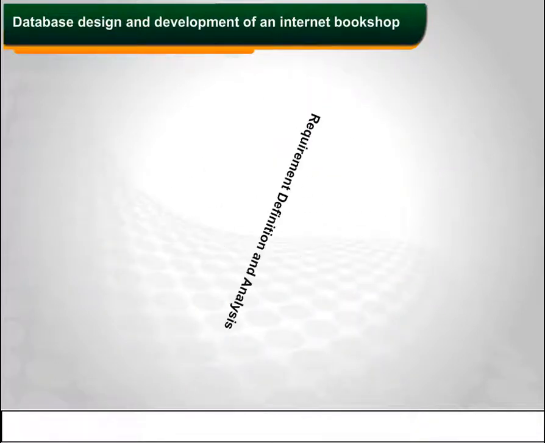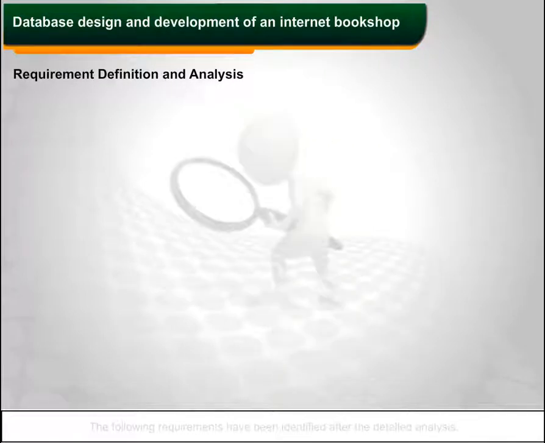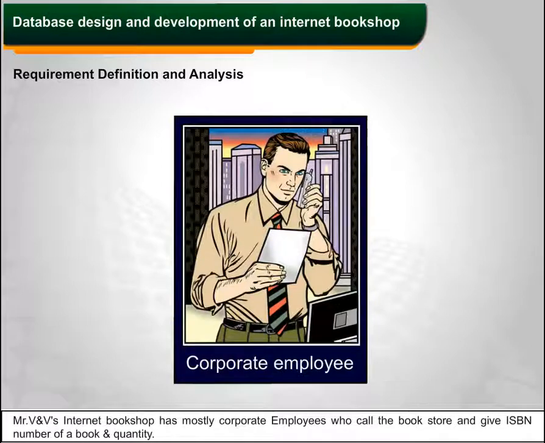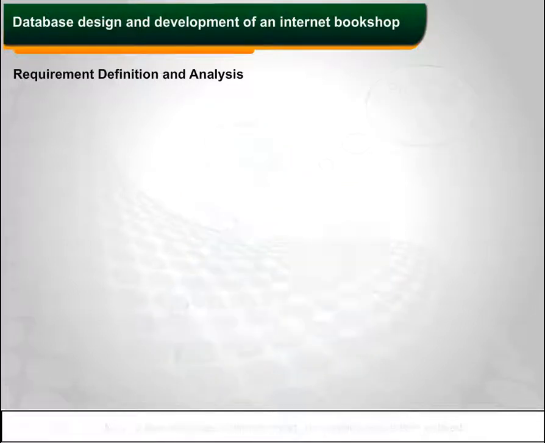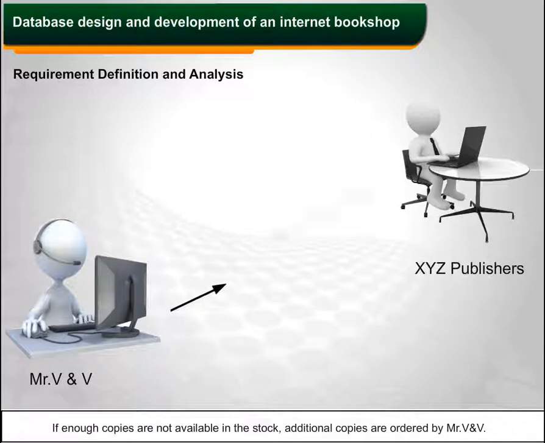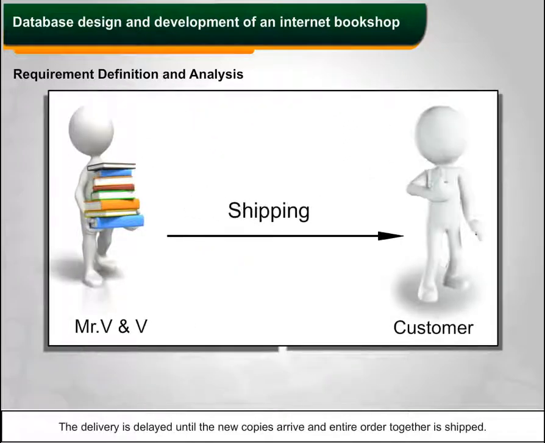Requirement definition and analysis. The following requirements have been identified after the detailed analysis. Mr. V and V's Internet Bookshop has mostly corporate employees who call the bookstore and give the ISBN number of a book and quantity. Mr. V and V then prepares a delivery report that contains the books they ordered. If enough copies are not available in stock, additional copies are ordered by Mr. V and V. The delivery is delayed until the new copies arrive and the entire order together is shipped.